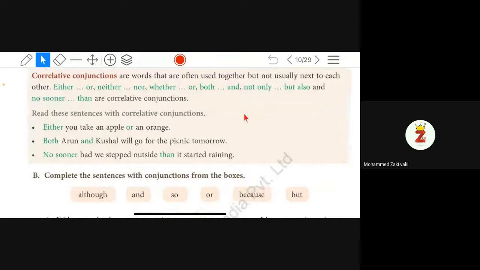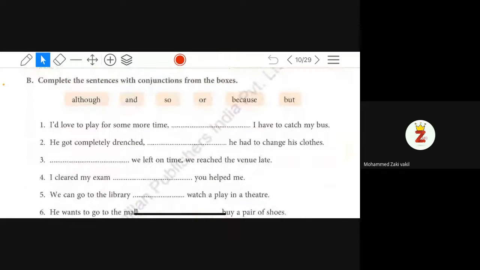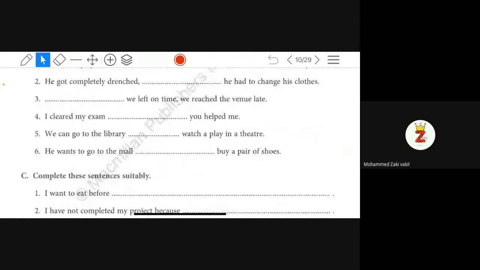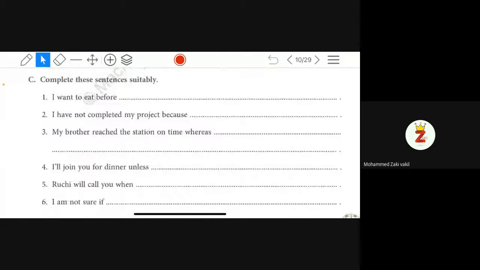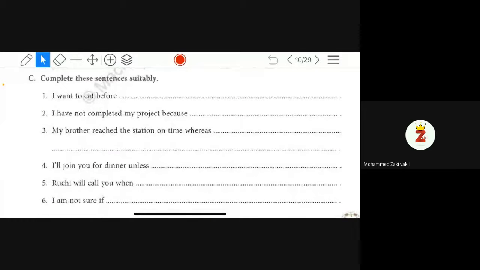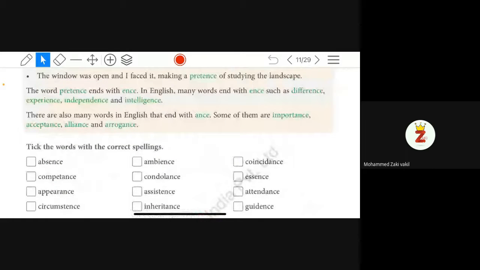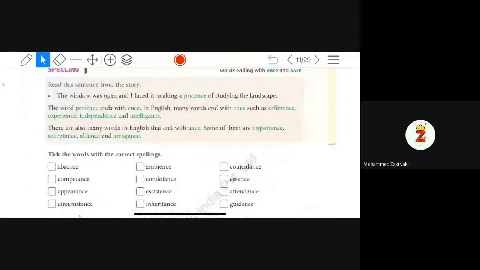After that, we had solved this exercise: complete the sentences with conjunctions, and then complete the sentences suitably. You have to write your own answers. That we also had solved. And then the spellings we had seen, which spellings are correct and which are incorrect.